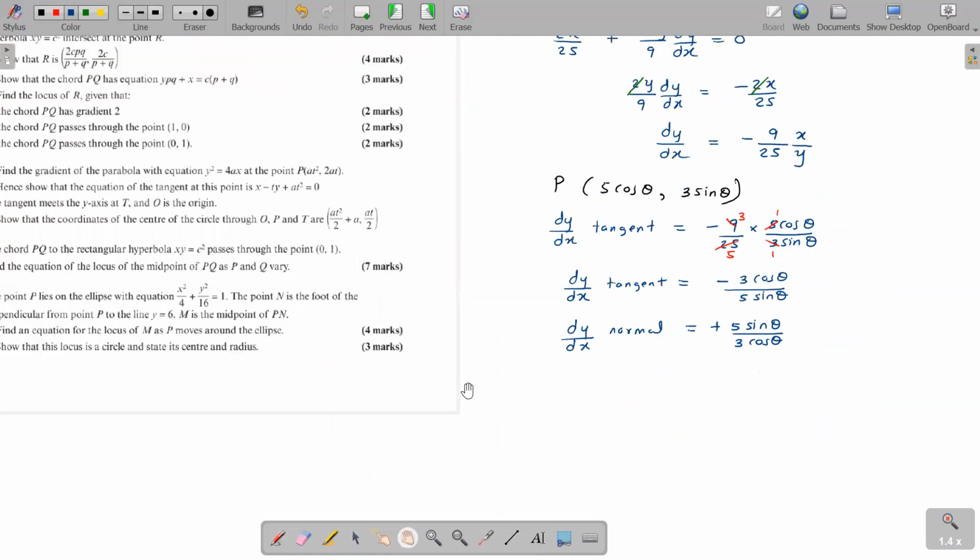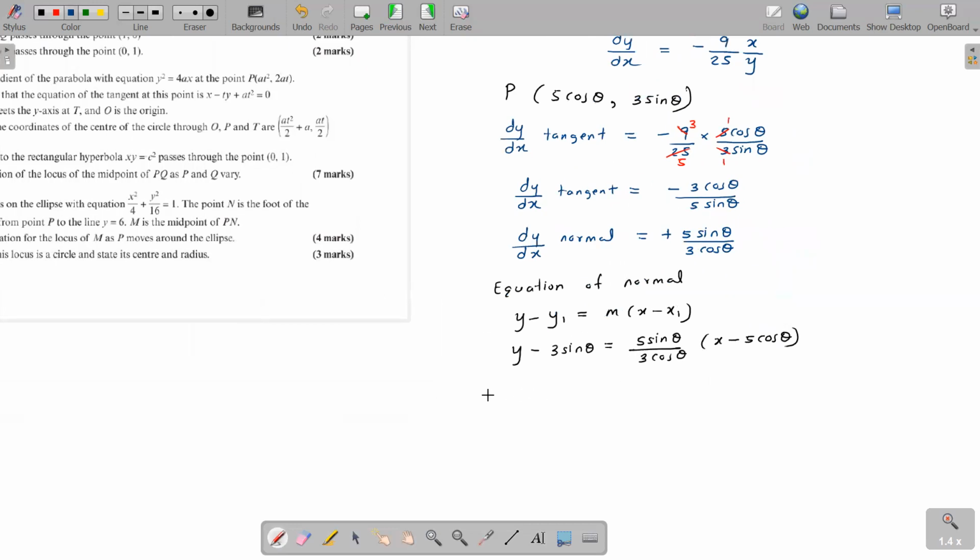So now let's get the equation of the normal. y minus y1 equals gradient times x minus x1. y minus what is y1? 3 sin theta, equals the gradient 5 sin theta over 3 cos theta, right? Yeah. x minus what is x1? x1 is 5 cos theta. So I'll bring the 3 cos theta to the other side. I get here 3y cos theta minus 3 times 3, 9 sin theta cos theta.